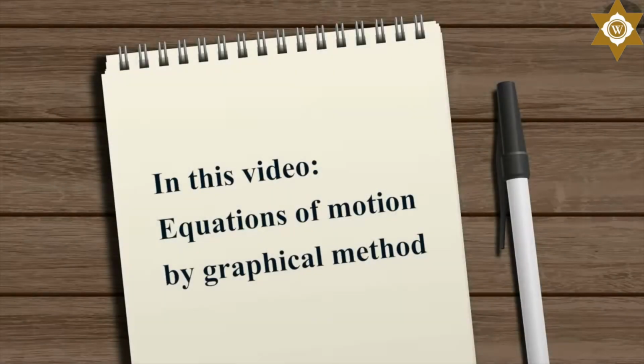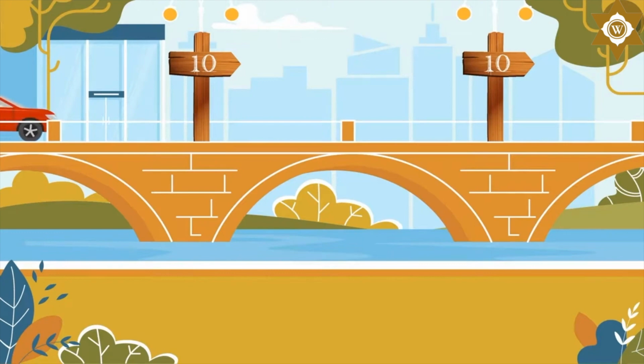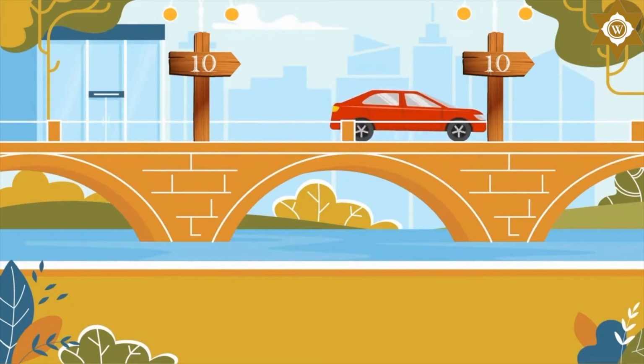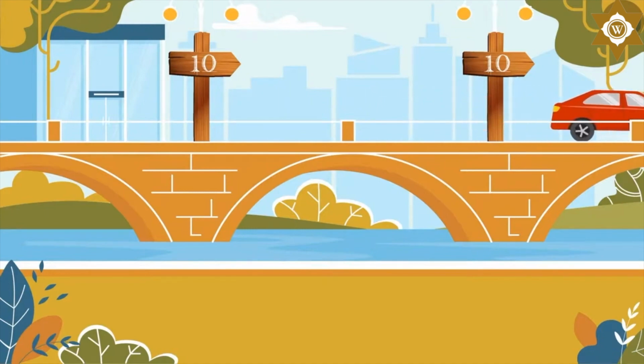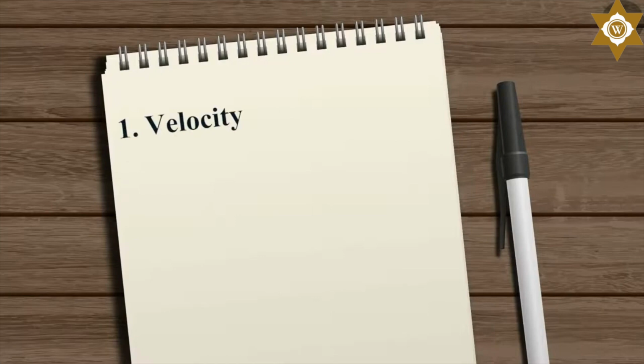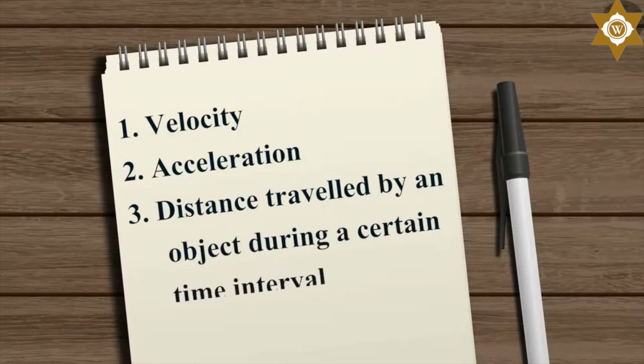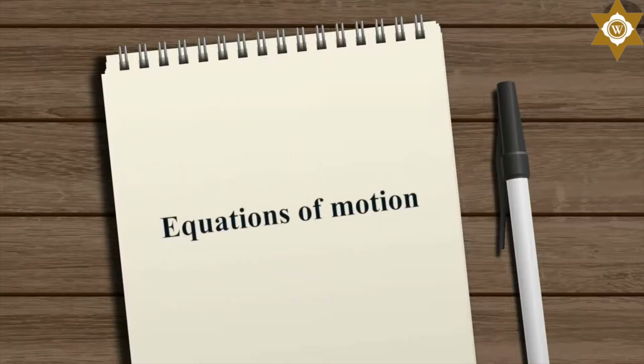Represent the equations of motion by graphical method. Earlier, we have studied the motion of an object along a straight line in uniform velocity. Now, let us see how the velocity, acceleration during motion, and distance travelled by an object during a certain time interval can be related using a set of equations called equations of motion.